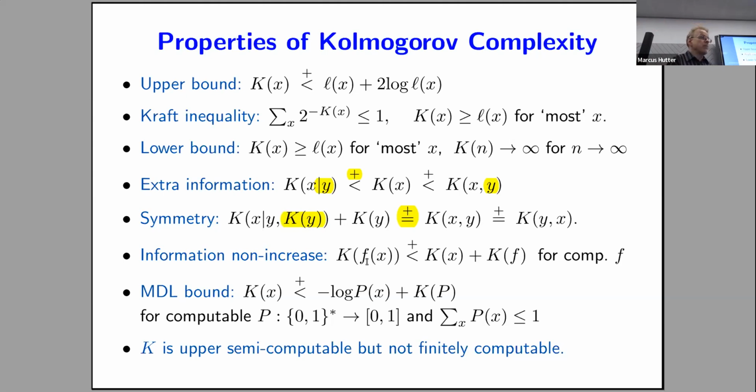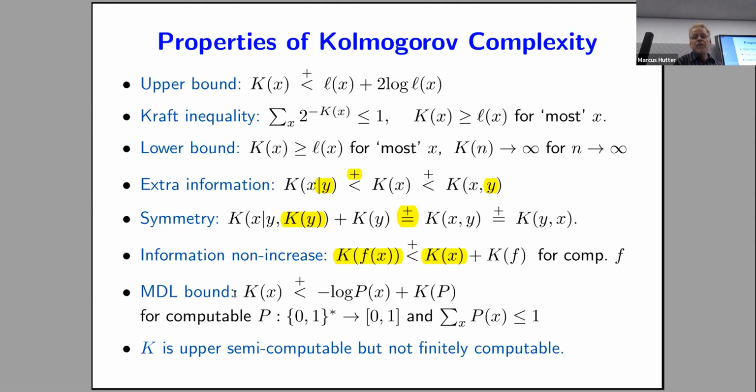If you transform information with a simple function, then you can never create extra information. If I take a string x and transform it a little bit, and x has a short code length, then the transformed string also has a short code length, simply by taking the code of x plus the code for the transformation. Okay, so here is a very, very important bound.